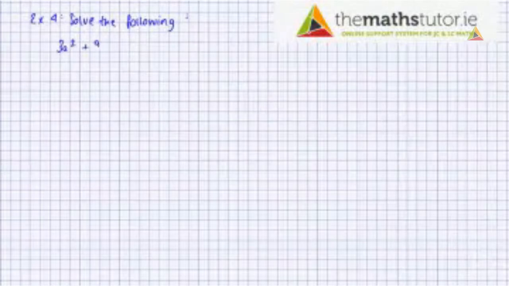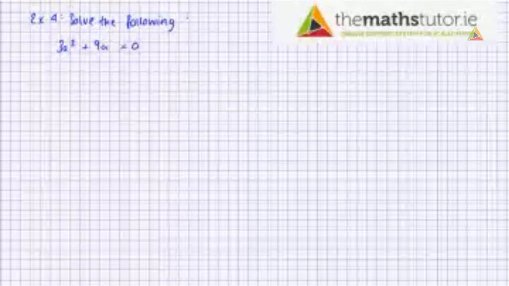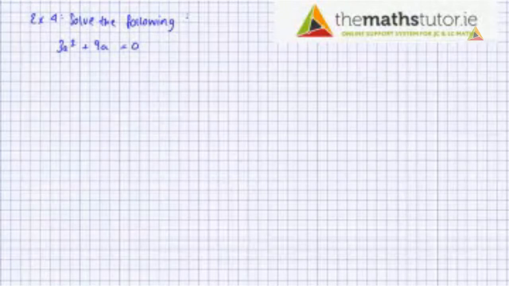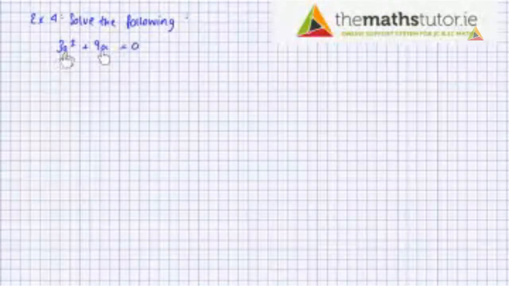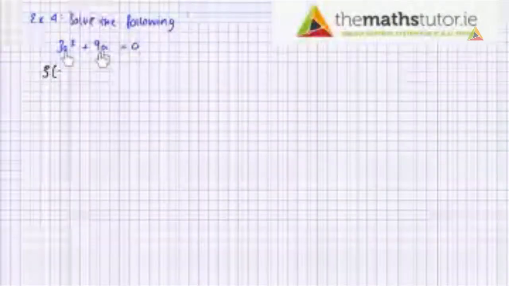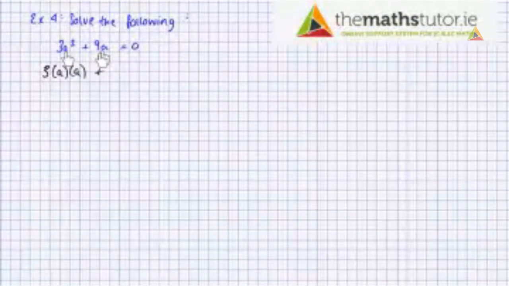plus 9a equals 0. Okay, so for this one, we can't solve it using a quadratic trinomial because you don't have a constant. You have a squared term, you have an a term, you don't have a constant. So what we need to check next, is there anything that's common to 3a squared and 9a? So I'm going to rewrite 3a squared like this. So 3 by a is 3a squared. I'm going to write it as 9a equals 0.